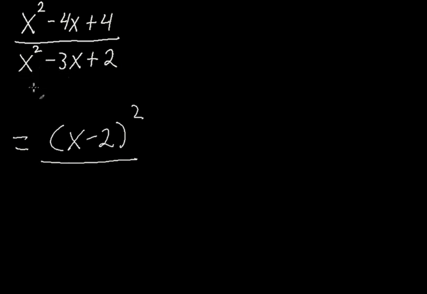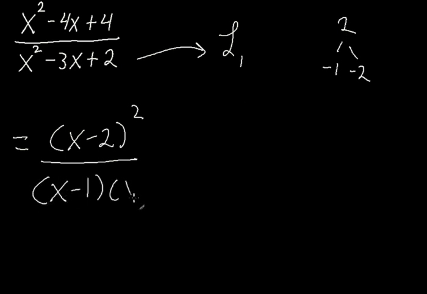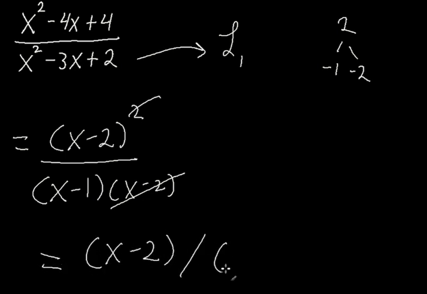And for the bottom, I think I'm just going to use leading coefficient of 1. I need to find the factors of 2 which add to negative 3. Looks like negative 1 and negative 2 would add to negative 3 and multiply to 2. So that would leave me x minus 1, x minus 2. Okay, and look at that. I have x minus 2, and I have 2 of them here. So I can cancel the 1 on the bottom and cancel that squared right there. So that leaves me x minus 2 over x minus 1. Okay, that's it.